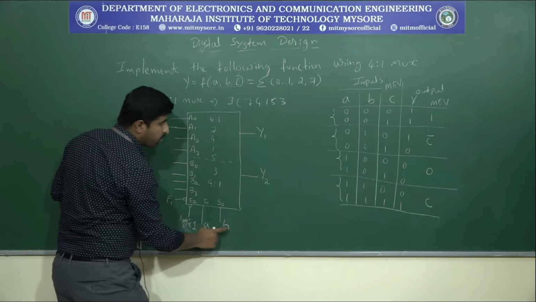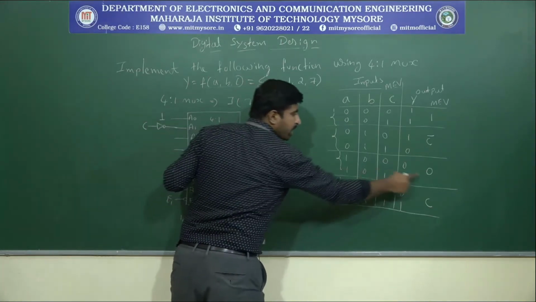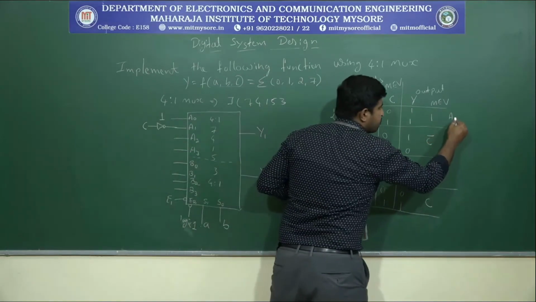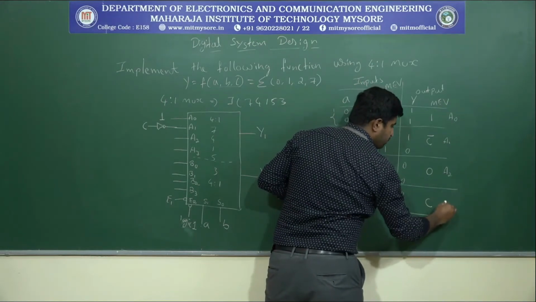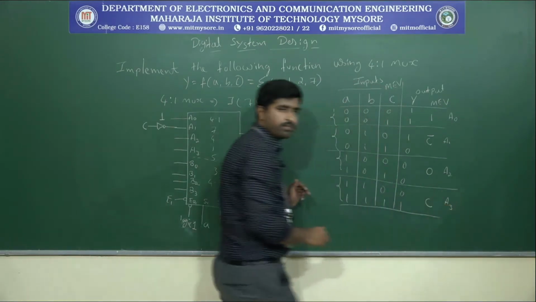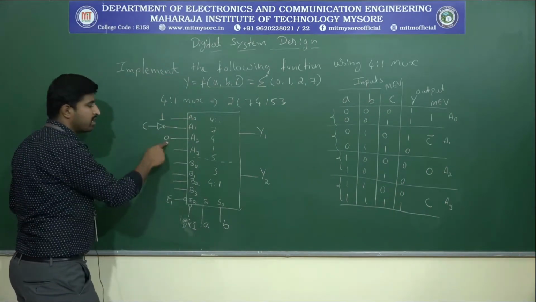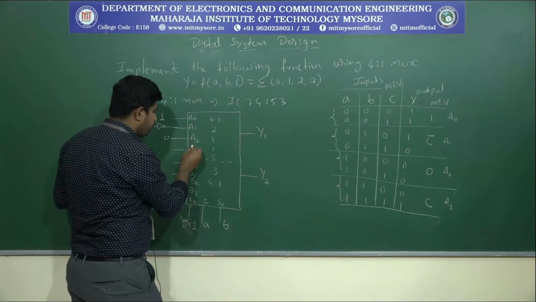Next, when the inputs are 1 0, A2 will be connected to the Y1. So what should be the A2? A2 should be connected to the 0. So here I will write: this is A0, this is A1, this is A2, and this should be A3. So A2 should be connected to the 0, or we can say ground, or a logic 0.